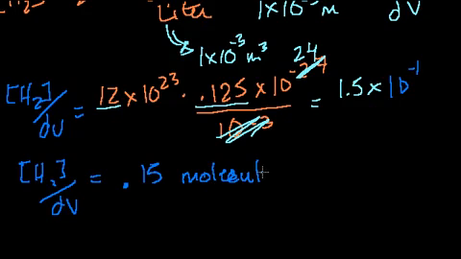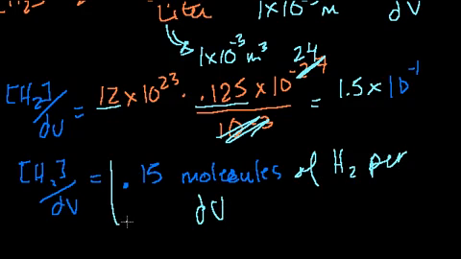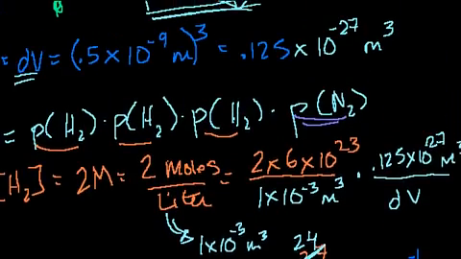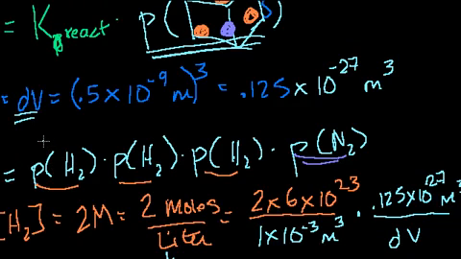Molecules, not moles anymore, of hydrogen molecule per my little dV, my little box. And so this is a probability, right? This is a probability because obviously I can't have 0.15 molecules in every box. This is just saying on average there's a 0.15 chance that I have a hydrogen molecule in my box. So if I want to go back here, this is 0.15. This is 0.15. This is 0.15.